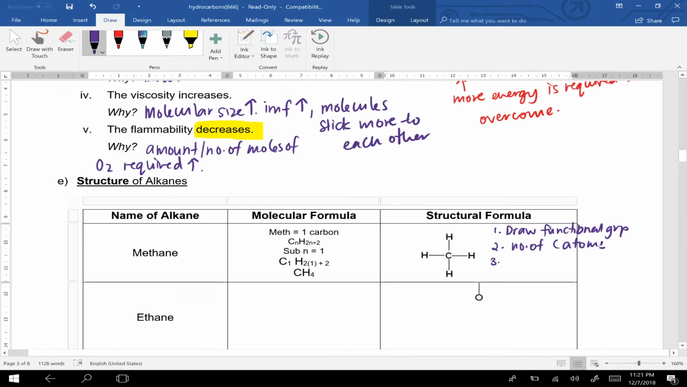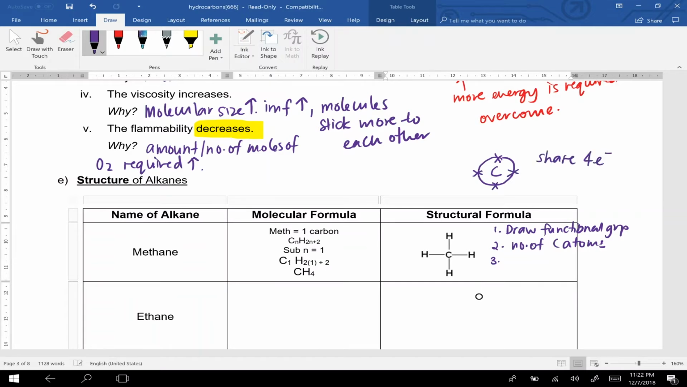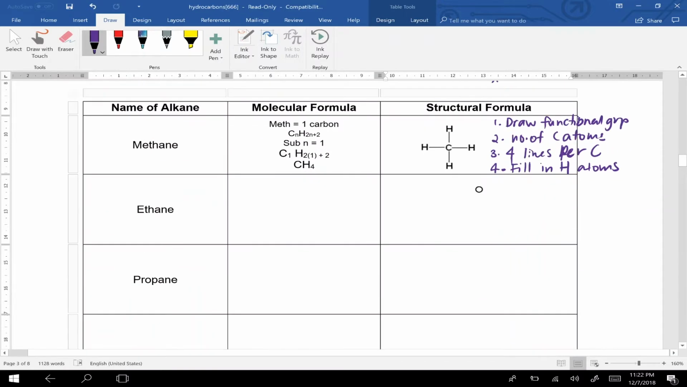The reason being, if you were to draw the carbon atom, I'm only going to draw the outermost shell. Each carbon atom has 4 electrons in its outer shell. Therefore, it can only share 4 electrons, meaning that it can only form 4 bonds. So, here, number 3, you must draw 4 lines per carbon atom. Last but not least, you fill in the hydrogen atoms.